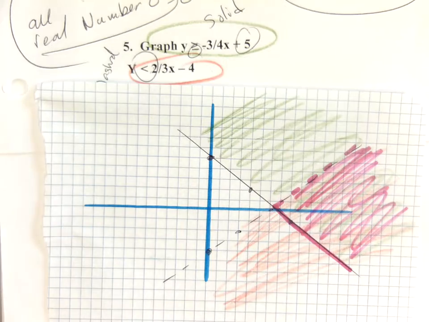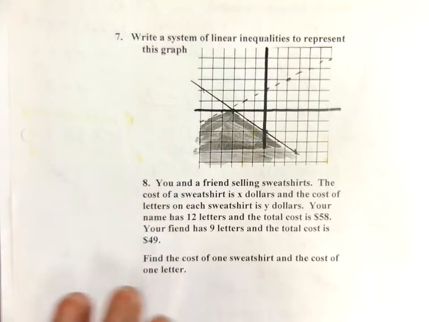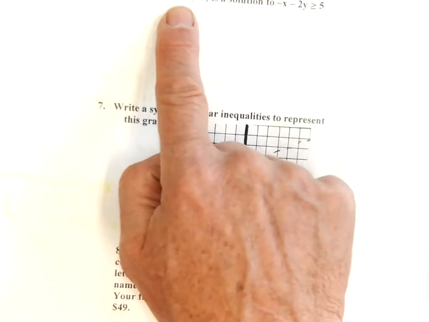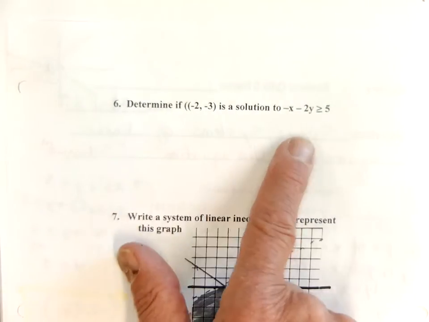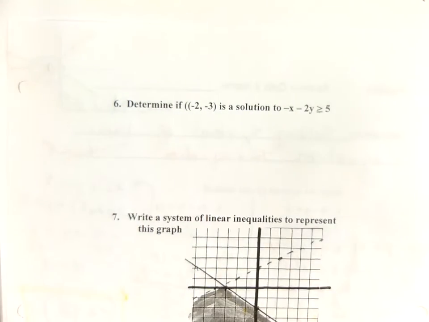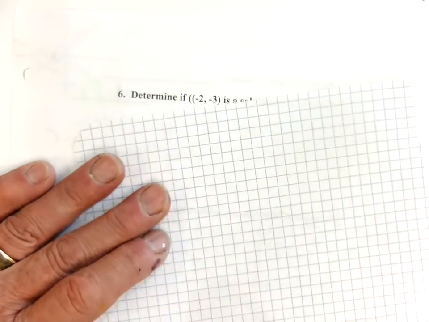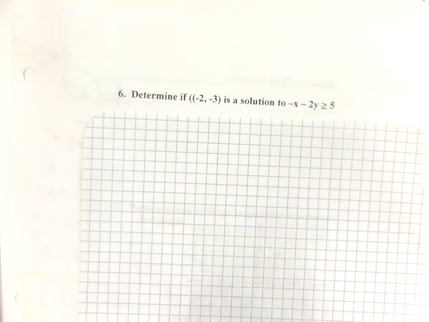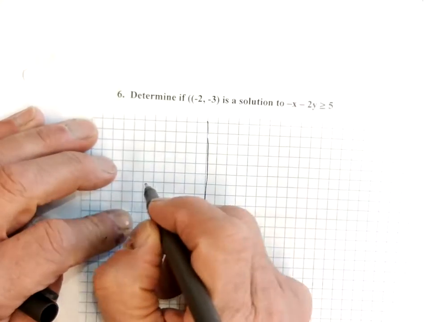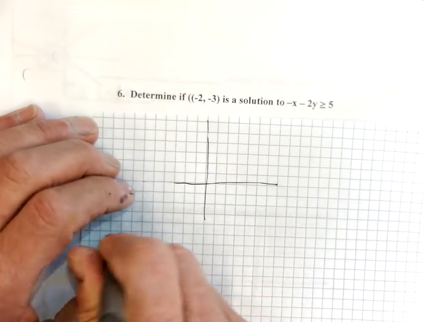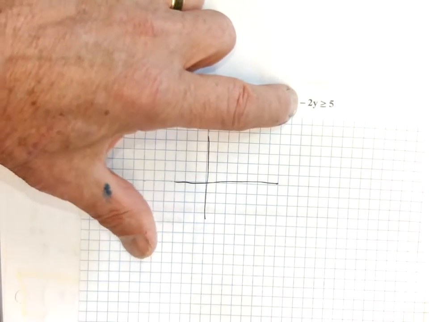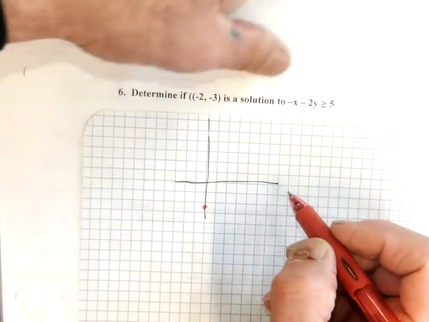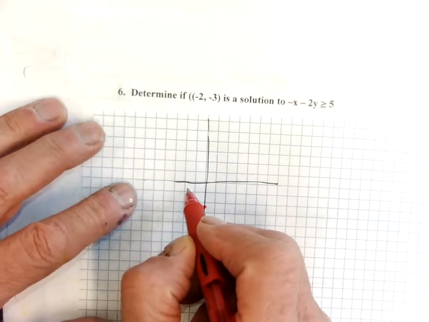Good, good. All right, turn the page. Okay, now, is the point negative 2, negative 3 a solution? There's two ways. You could graph this and see where the point is. In fact, I'll do that. I wouldn't expect you to do this. There's an easier way to do it, right? If I do my cover-up method, I've got a negative 2.5. I've got a negative 5.